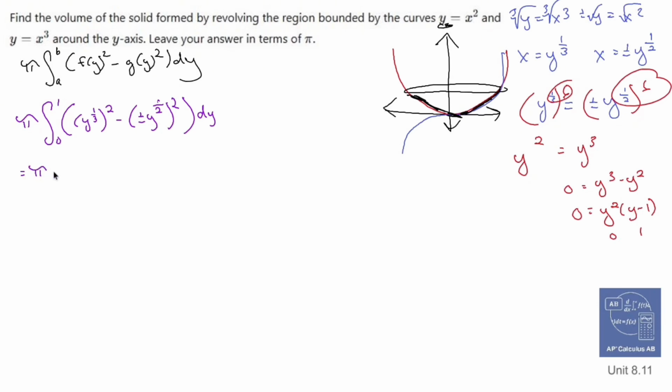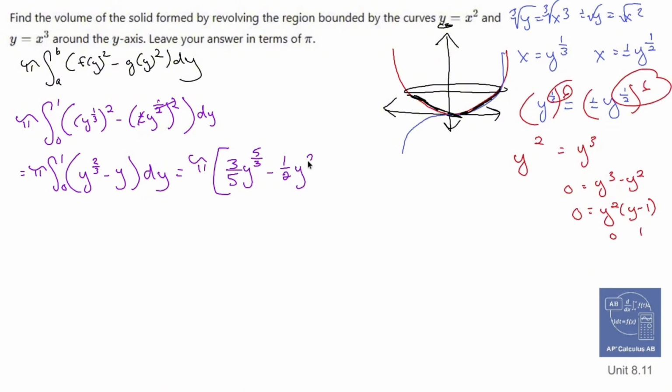You become pi integral from 0 to 1 of y to the 2/3 minus, you essentially cancel out, just y dy. That becomes pi times 3/5 y to the 5/2, just reciprocal stuff, minus 1/2 y squared with limits at 1 and 0.